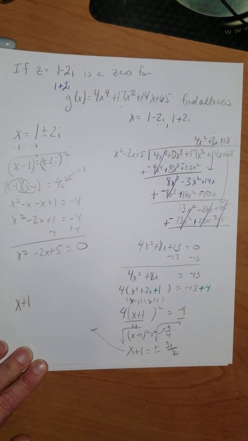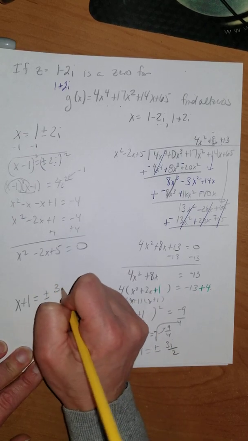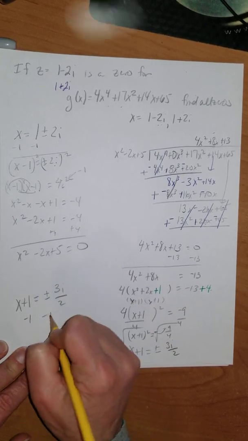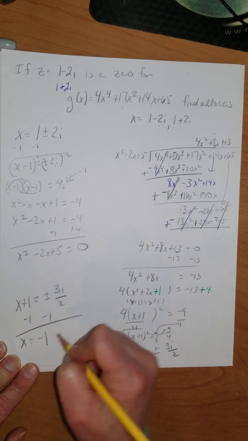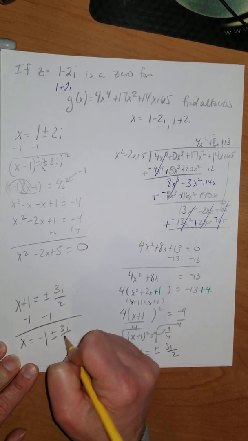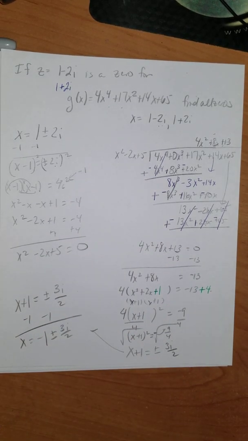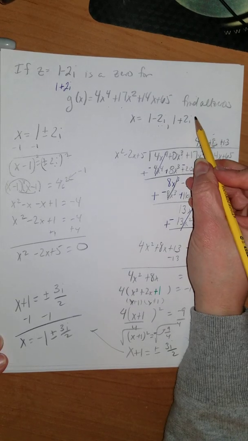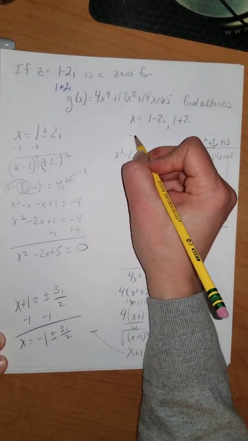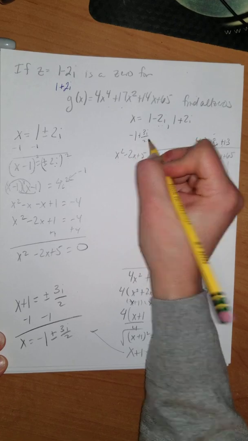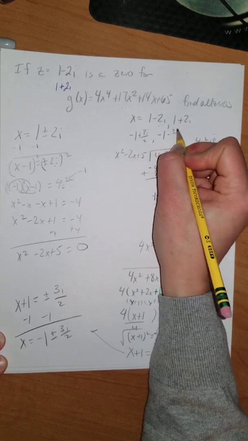x plus 1 equals plus or minus 3i over 2. We're going to subtract 1 from both of these, and x is going to equal negative 1 plus or minus 3i over 2. And the 2 is only over the 3i. So my other zeros here are negative 1 plus 3i over 2 and negative 1 minus 3i over 2.